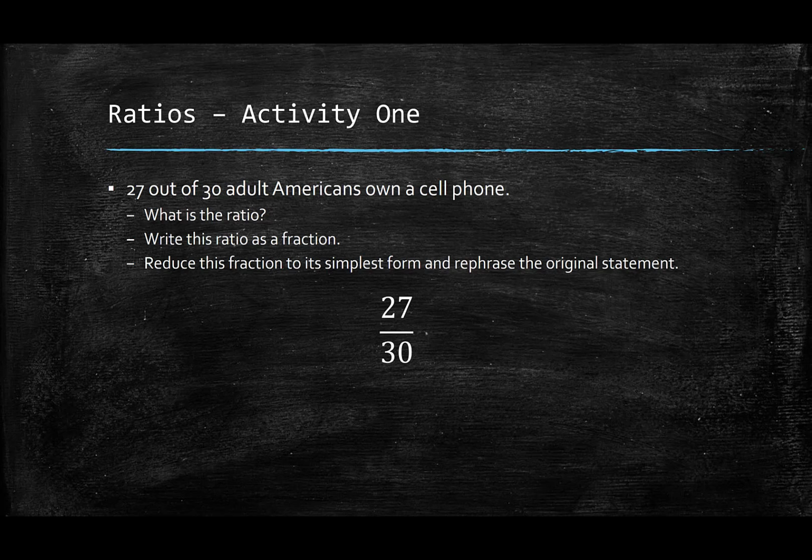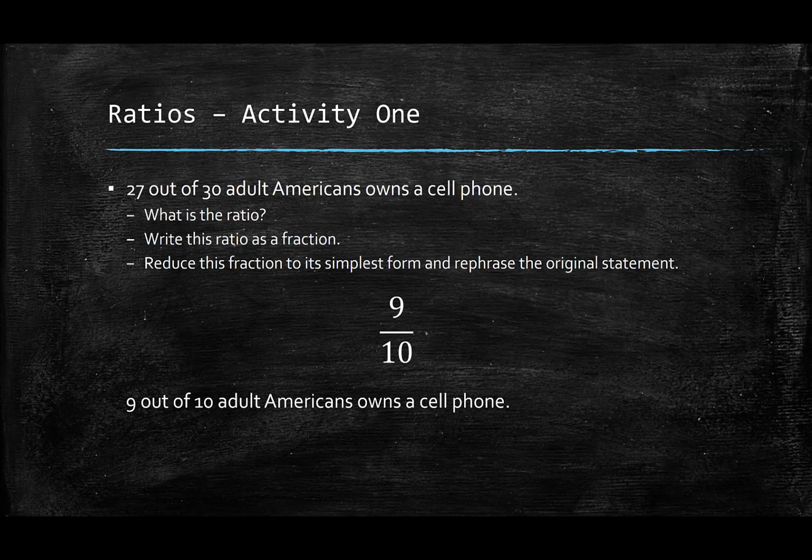And can this fraction be reduced to a simpler form? Remember, you'll need to figure out what the greatest common factor is. If you said that was 3, you're correct. Now that we've got our greatest common factor, we can reduce our fraction, 27 over 30, to 9 over 10. And we can rephrase the original statement to: 9 out of 10 adult Americans own a cell phone.